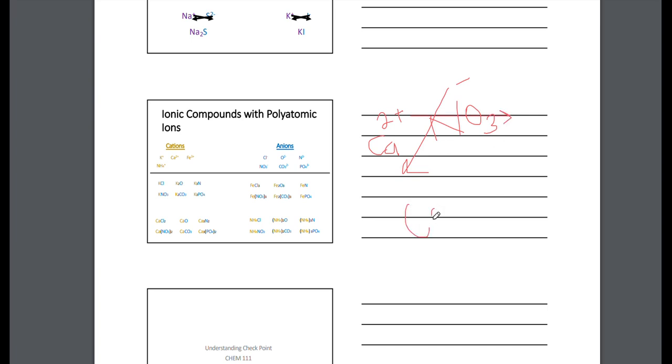So it's going to be calcium, and you open parentheses, and that will be NO3, parentheses 2. Because that 2 that comes down here, it goes for the polyatomic ion, the whole polyatomic ion, and not for the oxygen only. So that's why we call it NO3, parentheses 2. Okay, let's do another one.